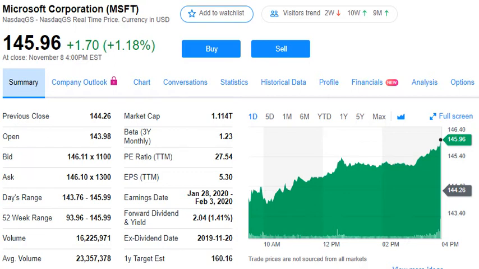Now the next one down is earnings date. That is the estimated date; the next quarterly earnings from Microsoft will probably be somewhere in that range of January 28th, 2020 to February 3rd, 2020.